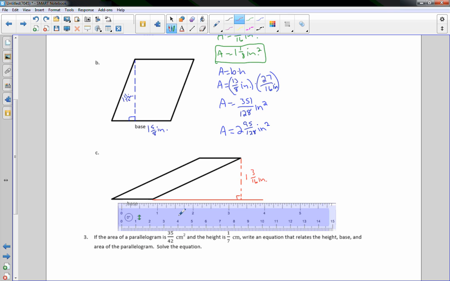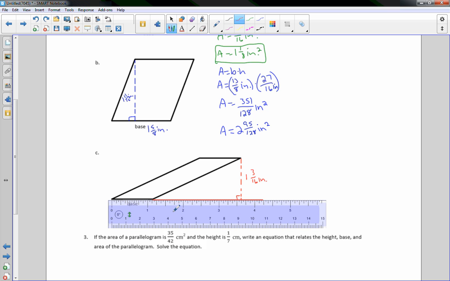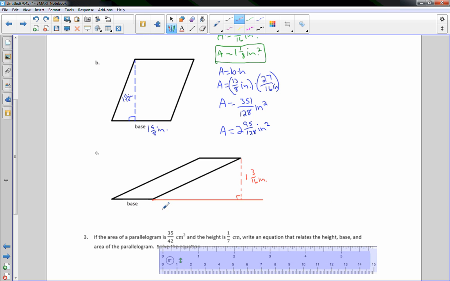Move this over. Now when we measure the base, we're only going to measure the original base, which goes from here to here. So it's right about there. So that is 1, and I would say 2/16 roughly. So let's call that 1 1/8. So the base is 1 1/8 inches.